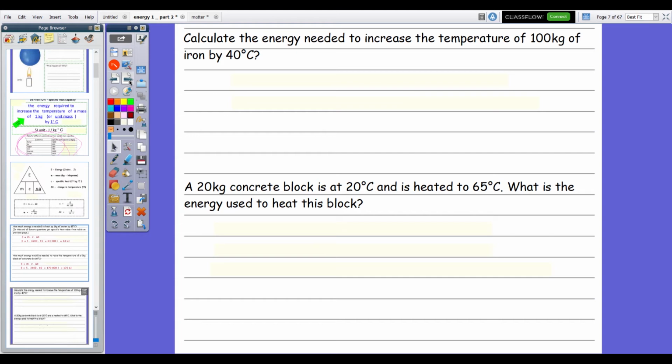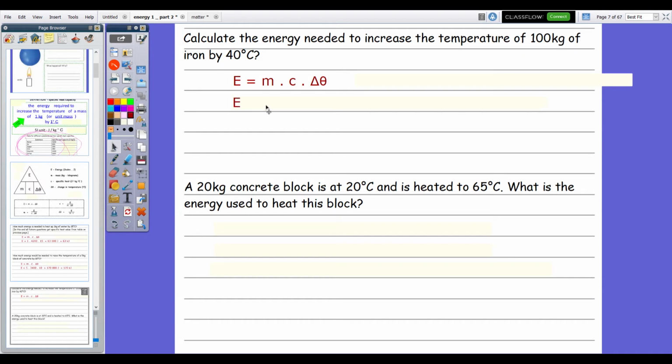Don't forget to have a go at doing these yourself. Pause the video now and I will carry on going through the answers. Calculate the energy needed to increase the temperature of 100 kilograms of iron by 40 degrees C. E equals mc delta theta. We write that in every time.